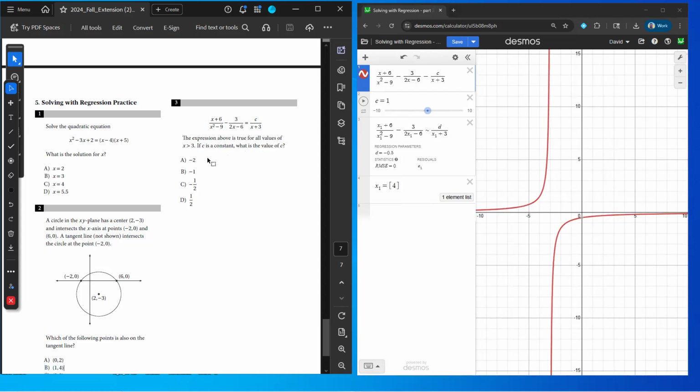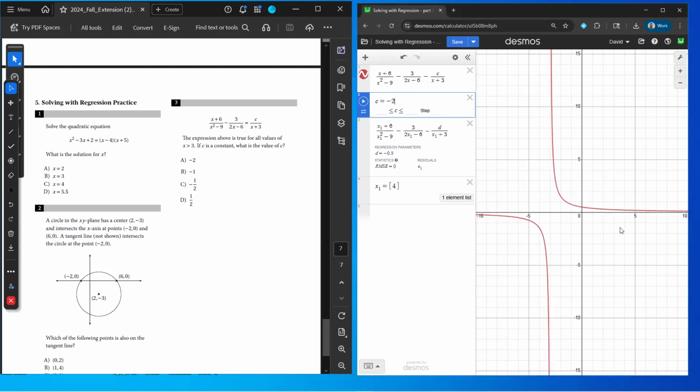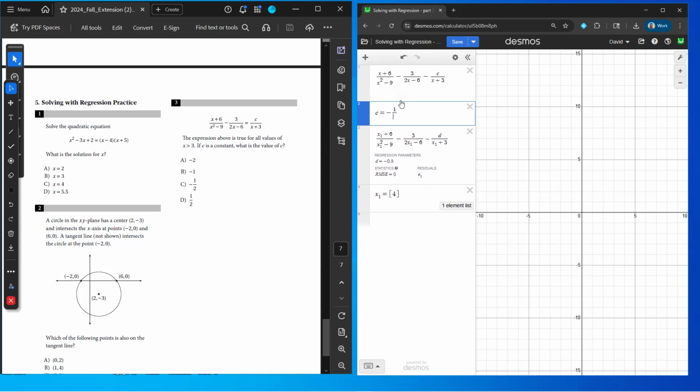From here, the question is asking what's the c value. So if I type in -2, that doesn't seem like it would be equal because we still have a curve. If I type in -1, still has a curve. If I type in -1/2, we get 0, which means that the equation on the left and the equation on the right are the same. So that's perfect. So C is the right answer. But what if I didn't have numbers to plug in? How can Desmos solve it?